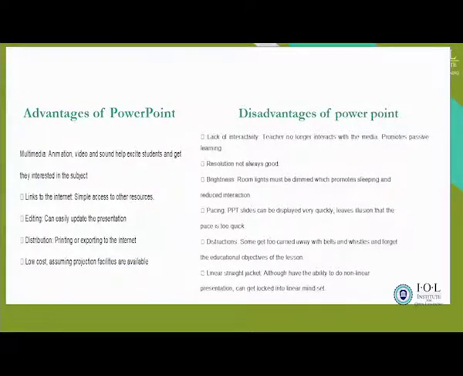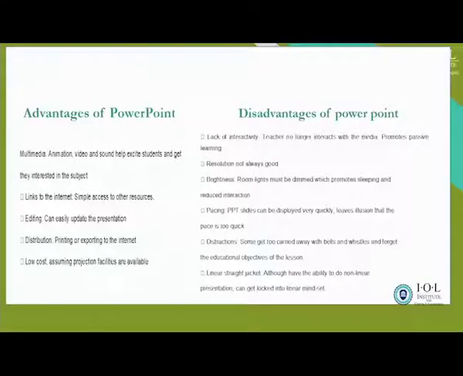PowerPoint is very important. Remember, we are moving from traditional education. We are moving to education that requires teachers to be innovative. And one of the innovative ways in education is teachers using PowerPoint presentations, like what we are doing now. Now the question is, what are the advantages of PowerPoint?